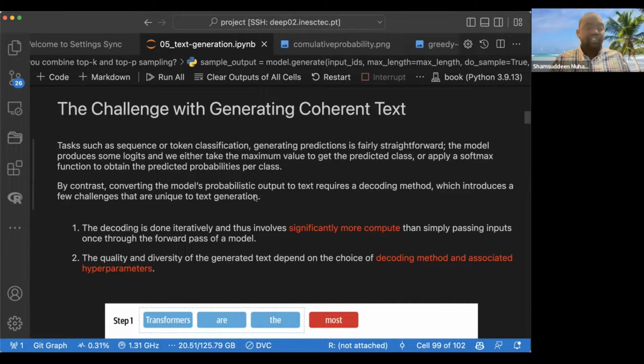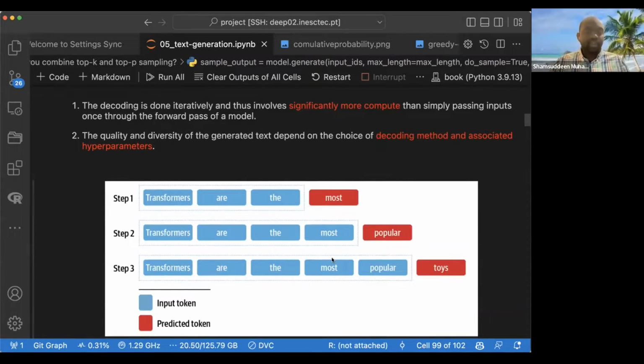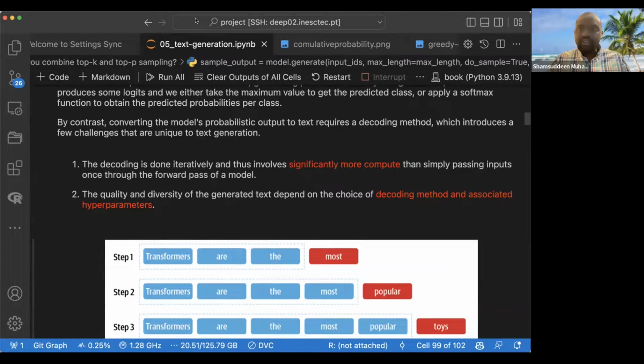So the first challenge is that it involves some kind of iteration. For example, given this text, "transformers are the", we need to predict the next probability and decode it to text. You can see we now decode the next token, and the first one is "most". Then to generate the next one, you need to do the same stuff again. So it is iterative, and you need to iterate to generate the complete sentence. This involves significant use of compute, which is one of the things that deals with generation.